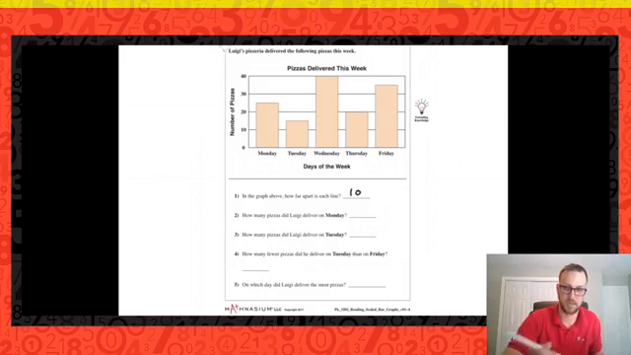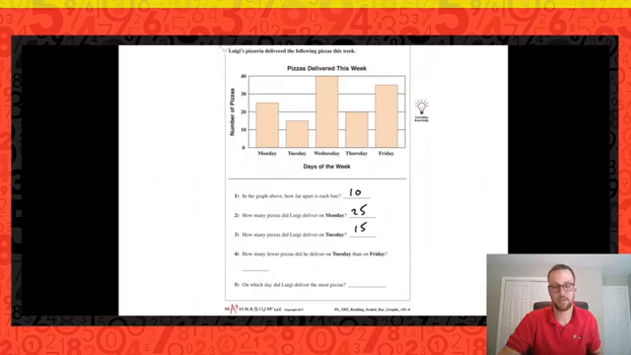Well, if each line is counting by 10, then the halfway point between the lines must be what? Counting by 5s. Halfway between 0 and 10 is 5. Halfway between 10 and 20 is 15. So then on Monday, how many pizzas did we deliver? Well, between 20 and 30. Counting by 5s. Yeah, 25. Nicely done. So how many did he deliver on Tuesday? 15. Very nice.